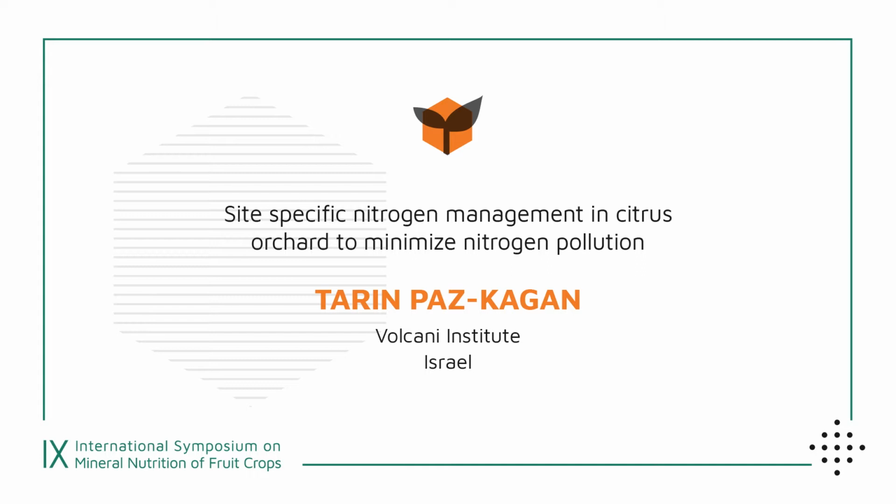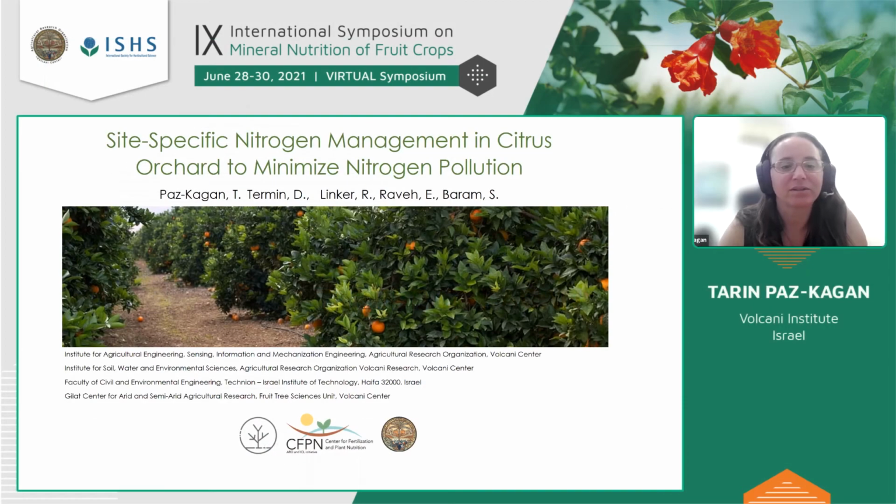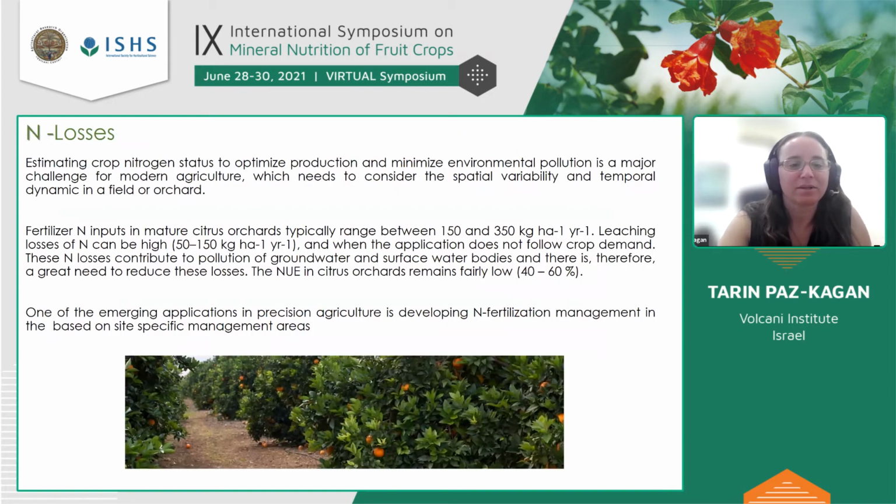Okay, hello, my name is Tarin Paz-Kagan, and I will present today the topic of site-specific nitrogen management in citrus orchard to minimize nitrogen pollution. Usually, estimating crop nitrogen status for optimal prediction and minimizing environmental pollution is a major challenge in modern agriculture. And basically we need to consider the spatial variability and temporal dynamics that we have in the orchard.